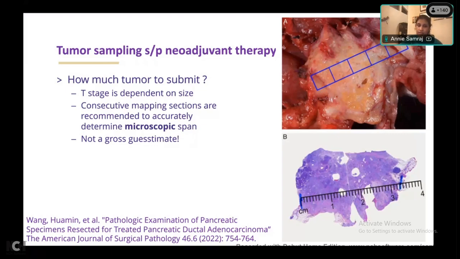And so consecutive mapping sections are recommended. Even a couple of years ago, we used to do this as a gross estimate, so you're getting really a tumor bed size and not really viable or residual carcinoma size. But we want to get mapping sections. So you take a negative bracket, maybe a section where you see that there's grossly no involvement, and serial sections. You don't need to submit all of these sections. You could submit maybe every alternate section. And the size is determined based on the microscopy.